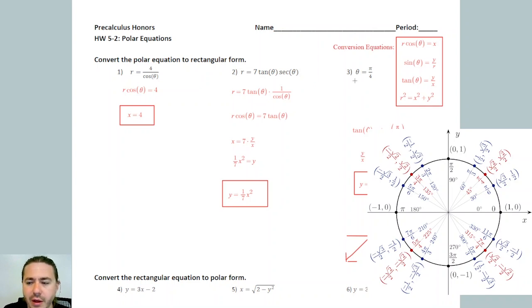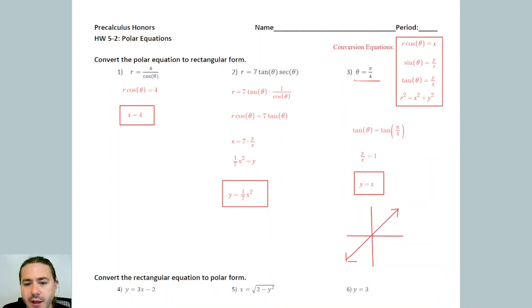And if you think about what this equation up here means in polar form, let's get rid of that unit circle. Theta equals pi over 4. Well, pi over 4 is right here, right? It should be that 45-degree marker, right? So it does make sense that this equation and this equation would be the same.